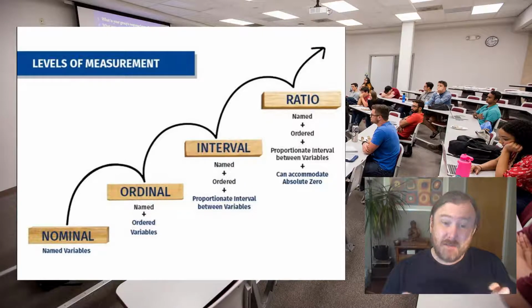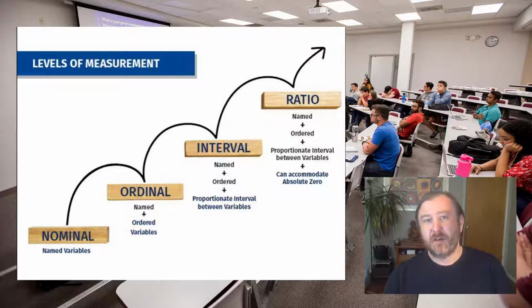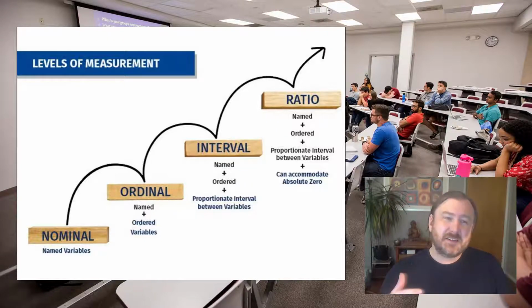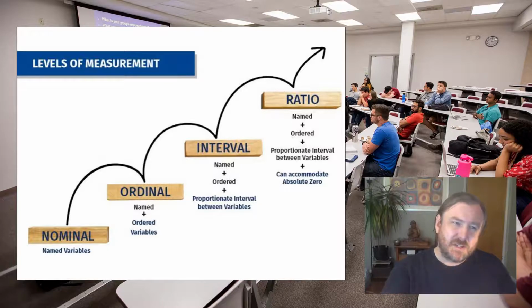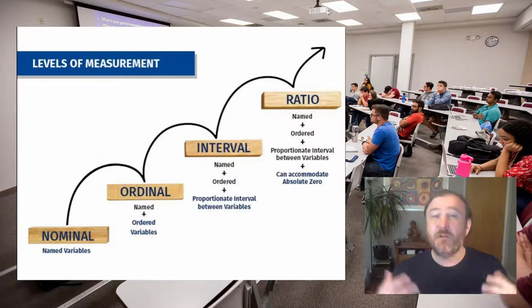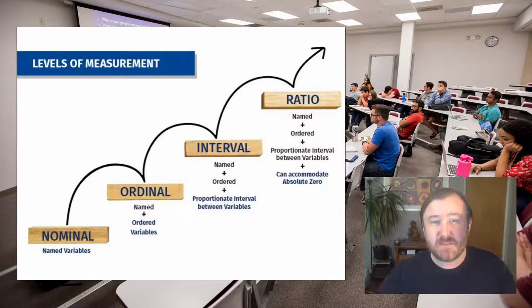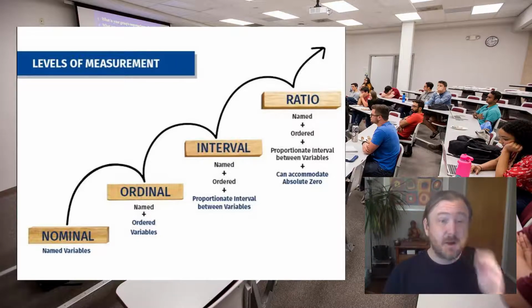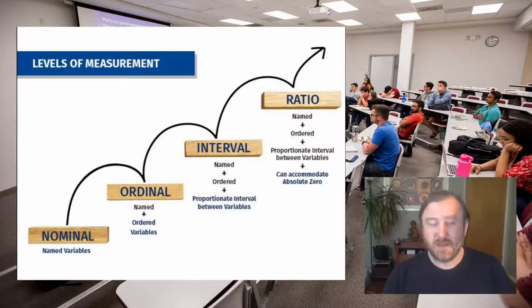Now, if we make it so that the values are equal intervals between units, that's an interval variable. So you can see here that it builds. Each level of measurement adds some new property that it carries more information about the variable. So interval variables have proportionate intervals between their values. An example of an interval variable would be temperature in Fahrenheit, right?